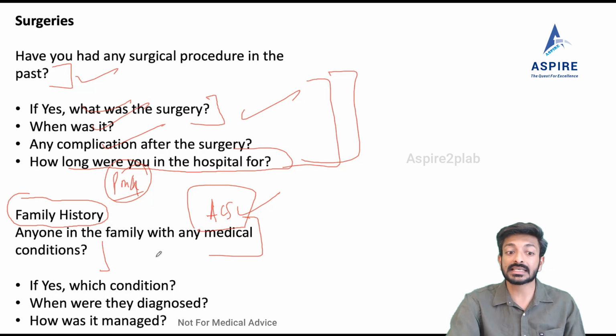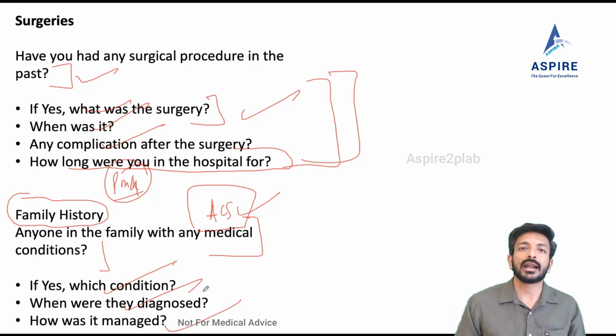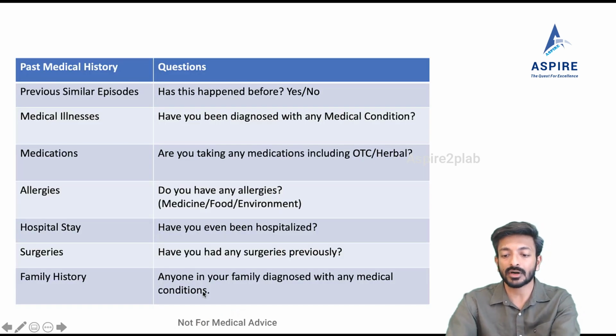If they say yes, I have some medical condition in the family, ask which condition, when they were diagnosed, and how it was managed. For example, a person is diagnosed with ACS now and has a family history: the father had a heart attack. So ask, at what age did the father get a heart attack? Maybe 50. Then this patient is also prone to have a heart attack at 50, or maybe a bit before that. So we have to be very careful, and we may start the patient on some prophylactic medications as well, like a statin or aspirin, to make sure our patient will not develop a heart attack. So that's very, very important, right?